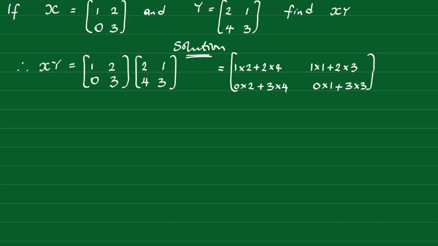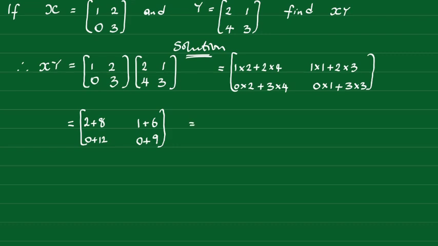All right, proceed further. We write: is equal to 1 times 2 gives us 2, plus 2 times 4 gives us 8. Now we have 1 times 1 gives us 1, plus 2 times 3 gives us 6. 0 times 2 we have 0, plus 3 times 4 we have 12. 0 times 1 we have 0, plus 3 times 3 we have 9, bracket close.